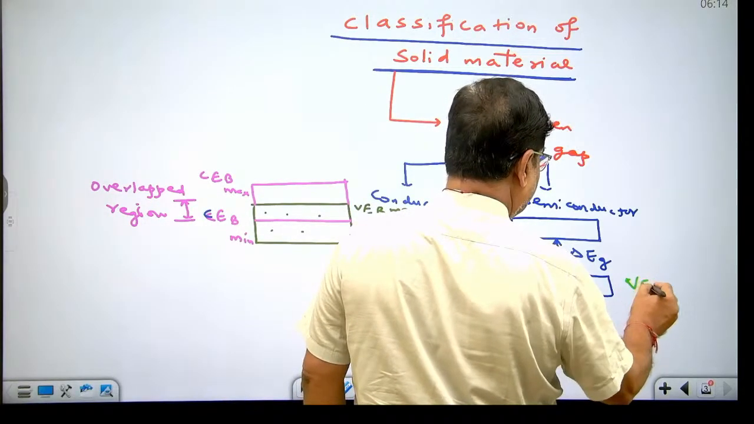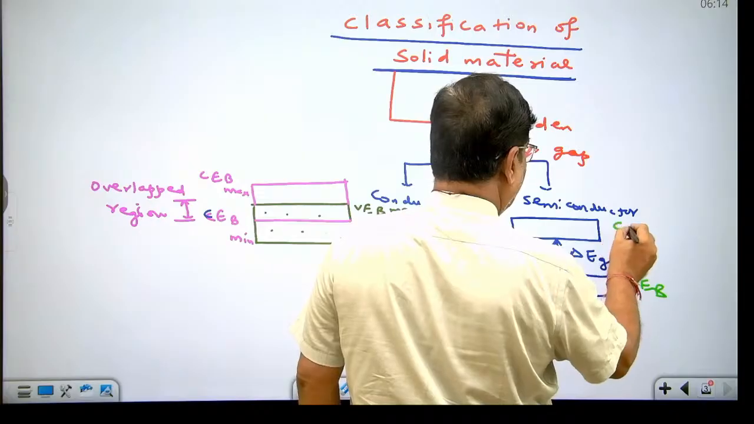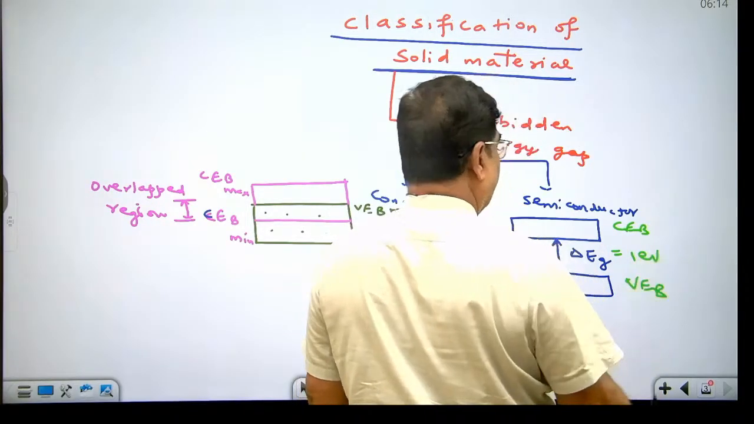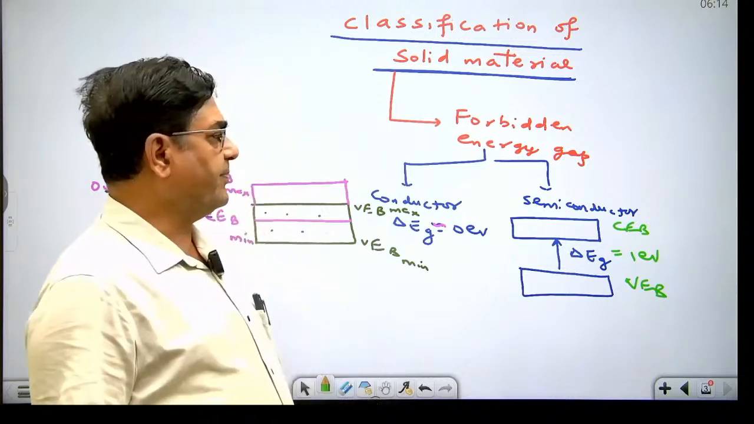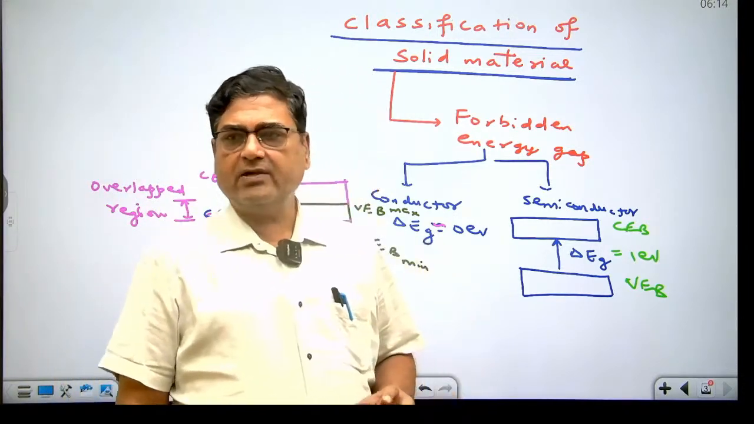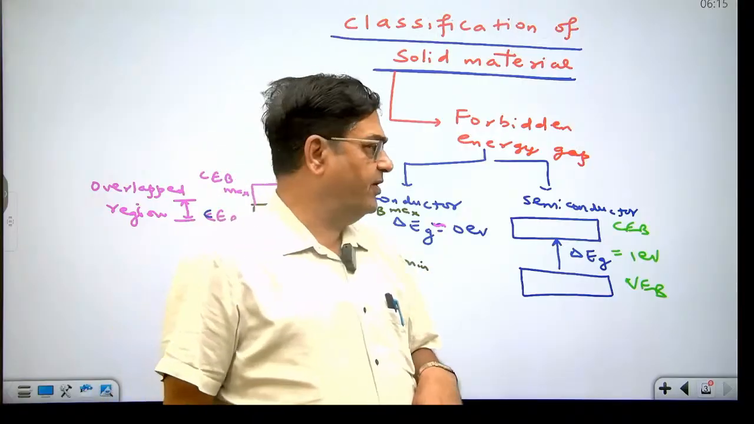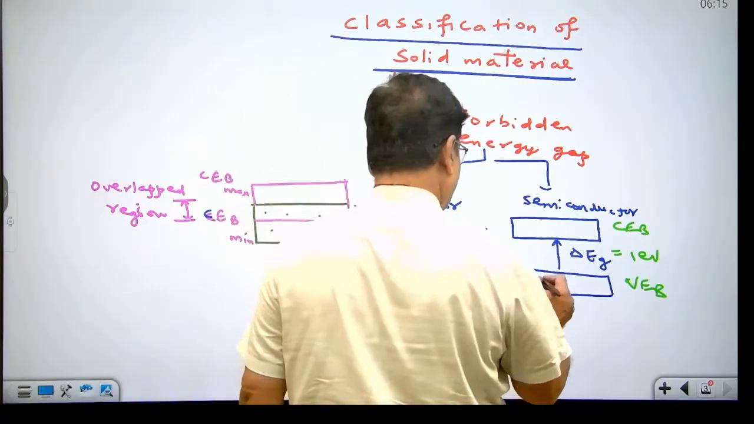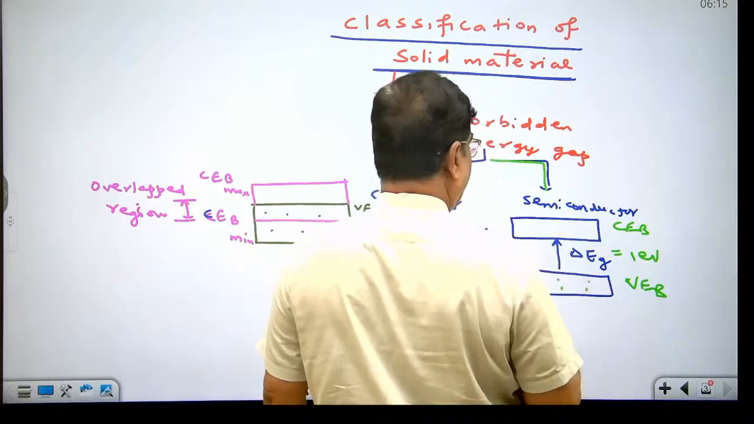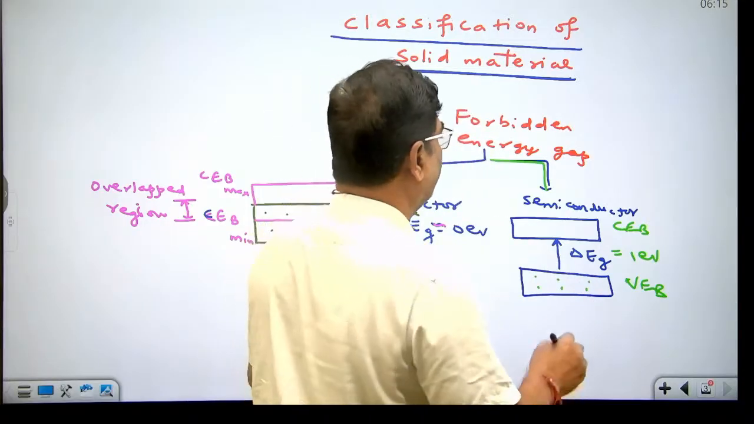This is valency energy band and this is conduction energy band. In case of semiconductor, its order is approximately 1 electron volt. In case of germanium, it is 0.7 electron volt. In case of silicon, it is 1.1 electron volt. In valency energy band, electrons are present. In conduction energy band, no electron is there.